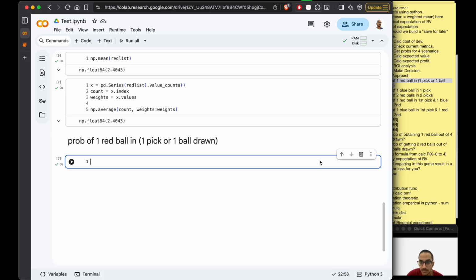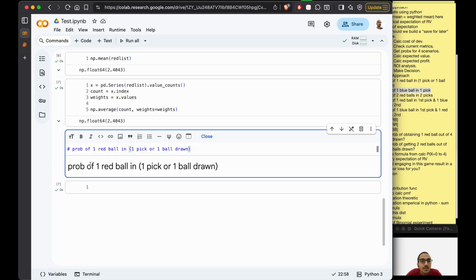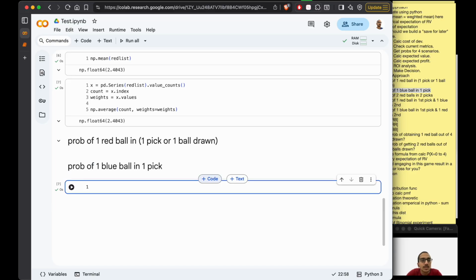3 out of 5. The next question is: what is the probability of getting one blue ball in one pick? Again, very straightforward. P of B will be 2 blue balls out of 5.